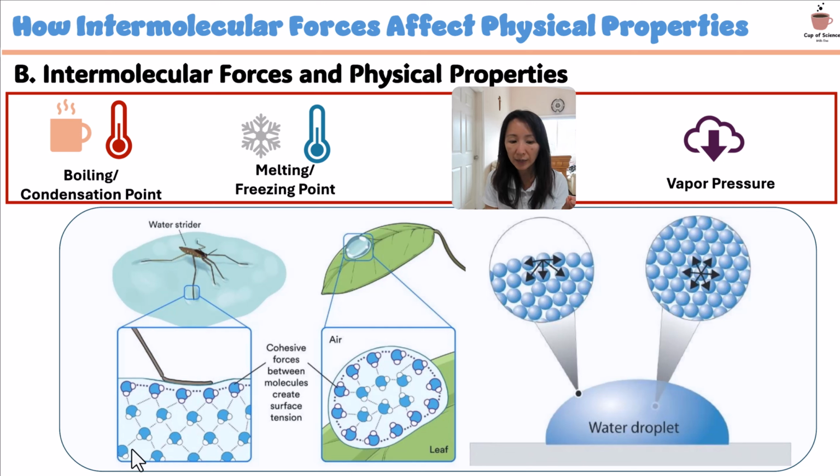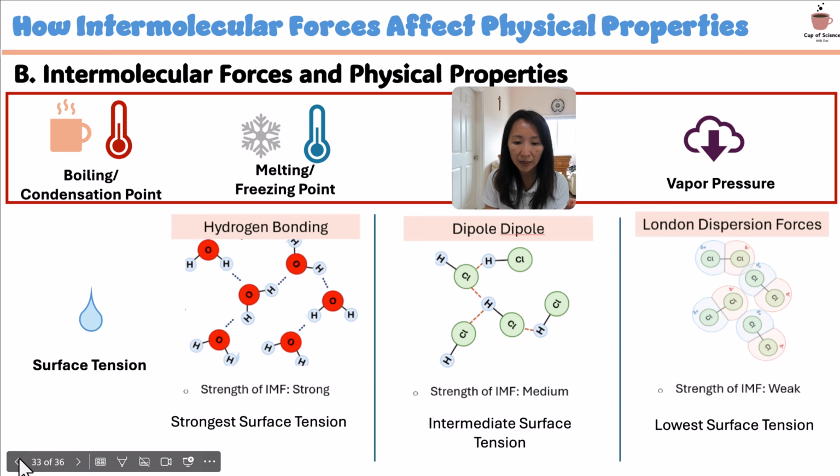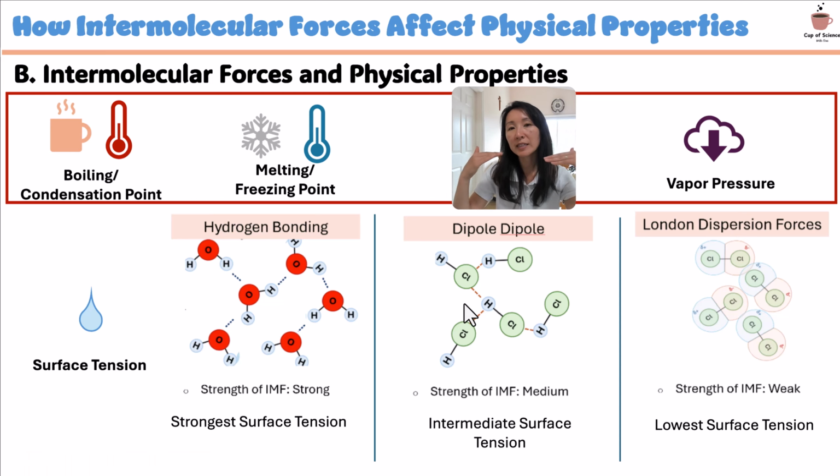For something with dipole-dipole, let me go back in the slide, something like this dipole-dipole interaction, well, the film is still strong, but the dipole-dipole interaction isn't as strong. And for London dispersion force, it's very weak, so that film can break easily because the intermolecular force is not as strong.